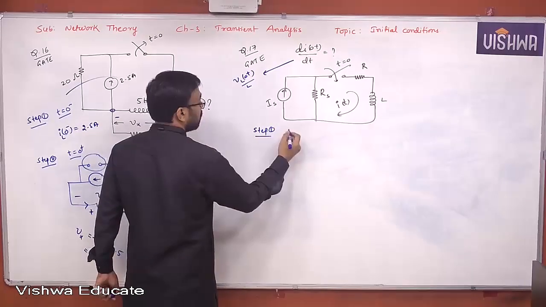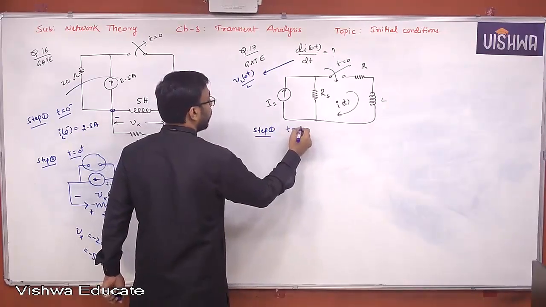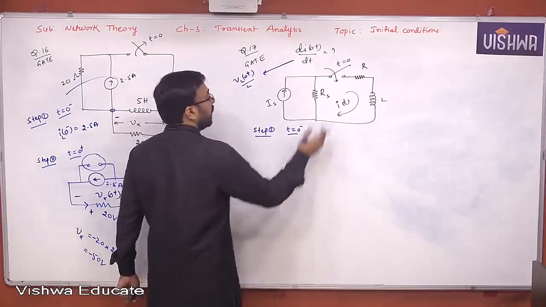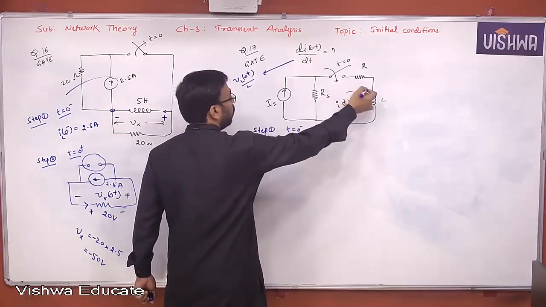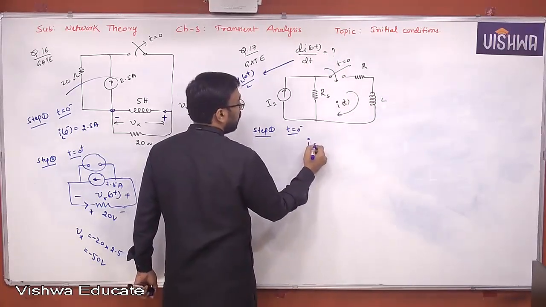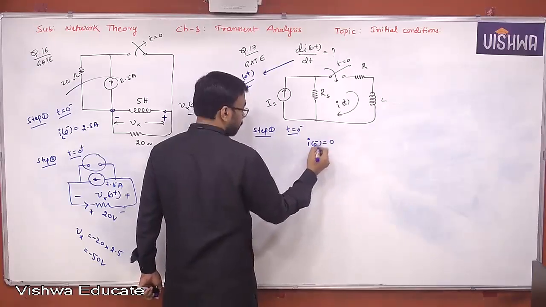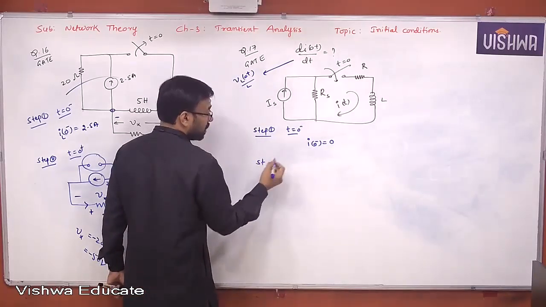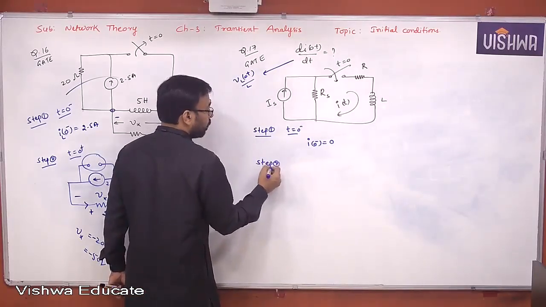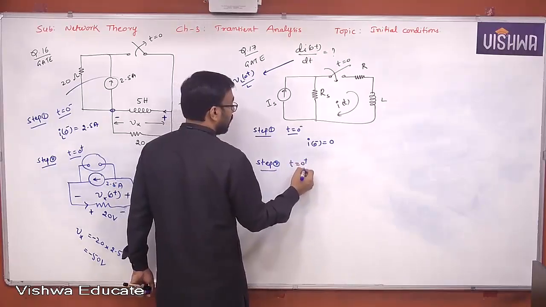To determine that, in step 2, you require step 1, t equal to 0 minus equivalent. At t equal to 0 minus, the switch is open and you would like to find the current through the inductor. I of 0 minus is 0. Okay, there is no capacitor, right? Then step 2: construct t equal to 0 plus equivalent.